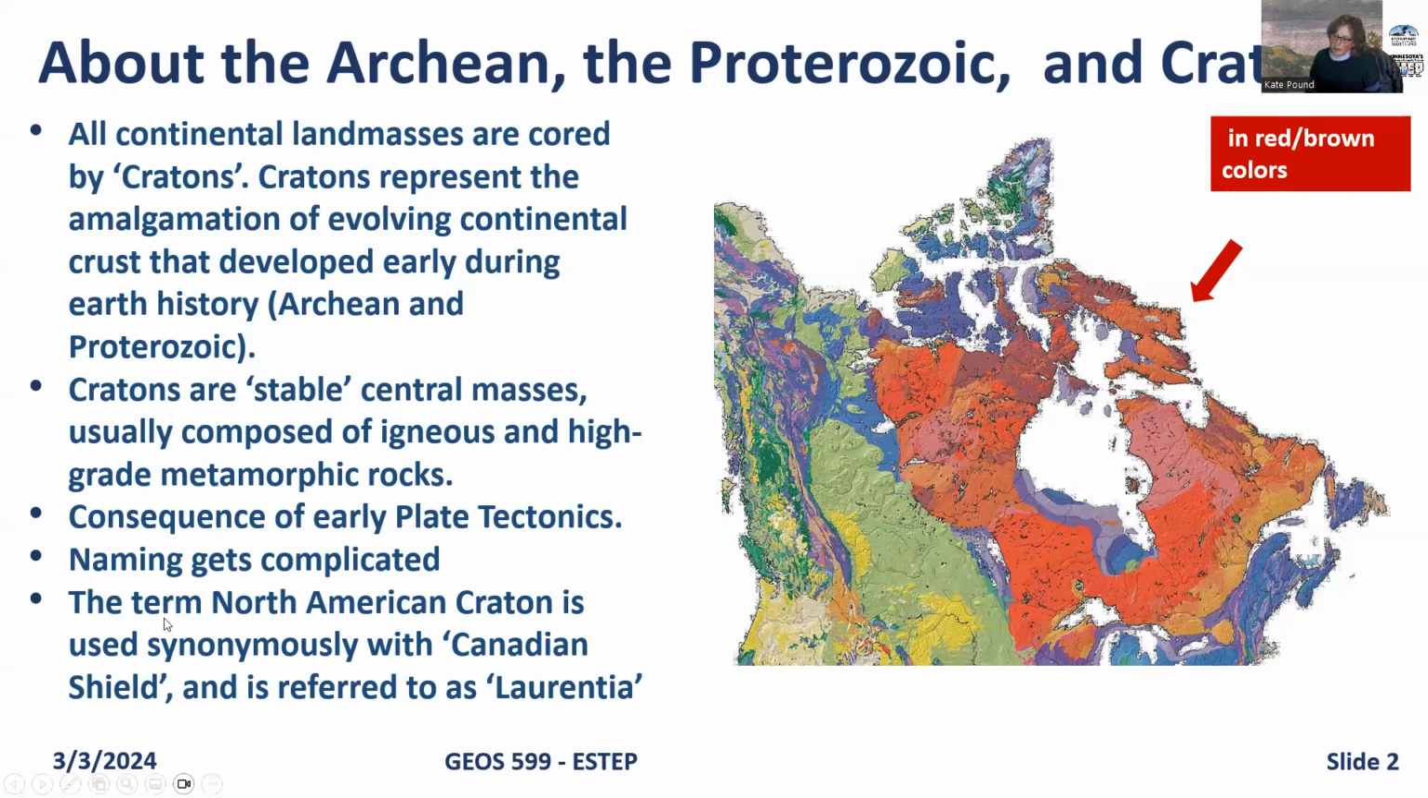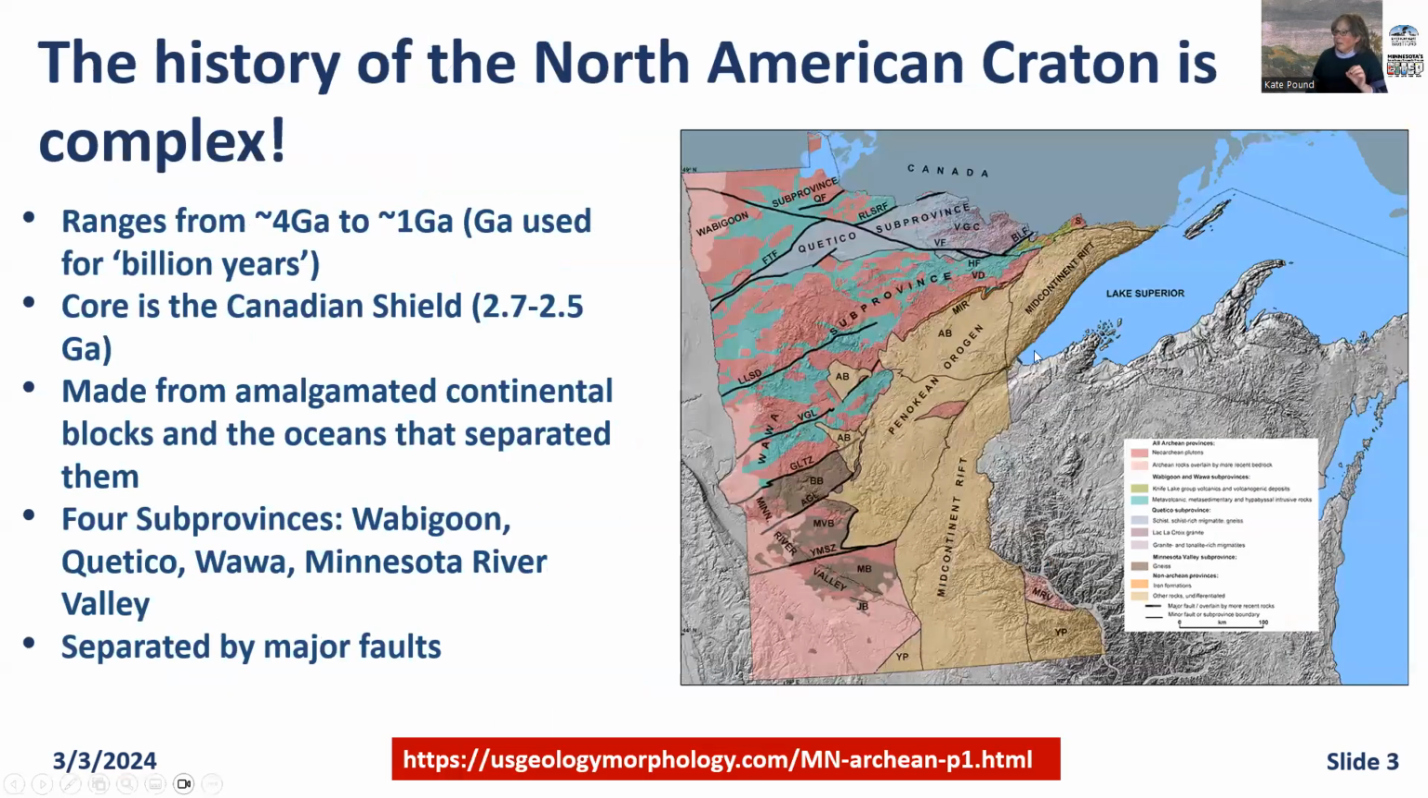Now, terminology always gets complicated, and the term North American craton often gets used synonymously with Canadian shield. The North American craton also gets referred to as Laurentia. Basically, geologists have named these continental blocks, and the North American craton gets called Laurentia. Okay, so let's start by looking at the history of the North American craton. If you hadn't already guessed, yes, this is complicated.